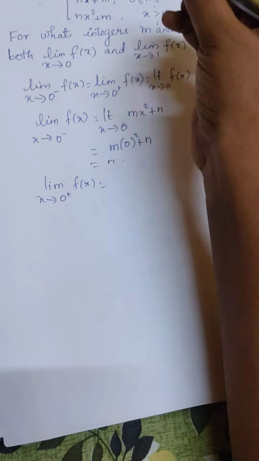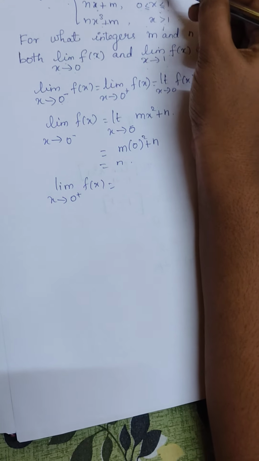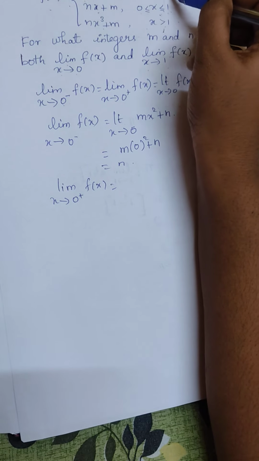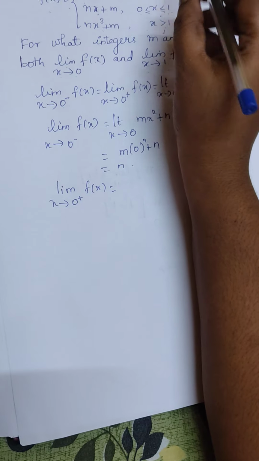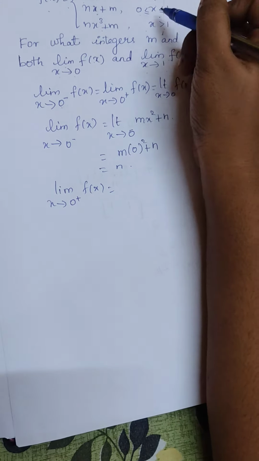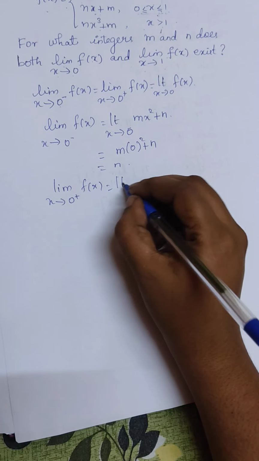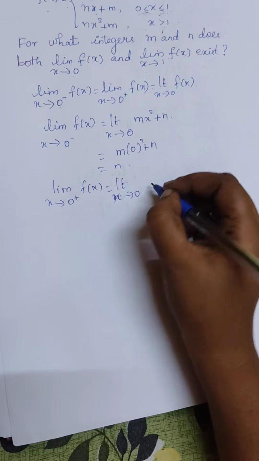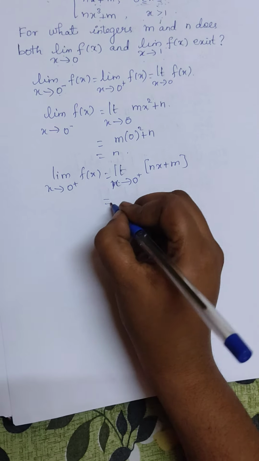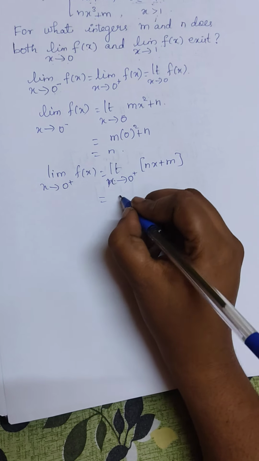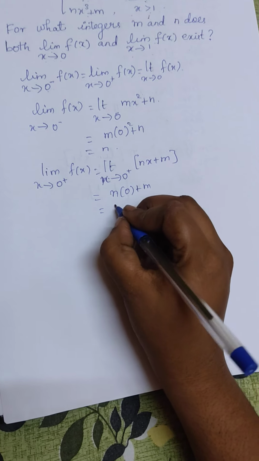Similarly, limit x tends to 0 plus, from the right hand neighborhood. For this we have to consider this function, because the function has been defined like this. When x is negative we take this, and when x is in the interval we take this. So limit x tends to 0 of nx plus m. Substituting the x value in the expression, n into 0 plus m, we get m.